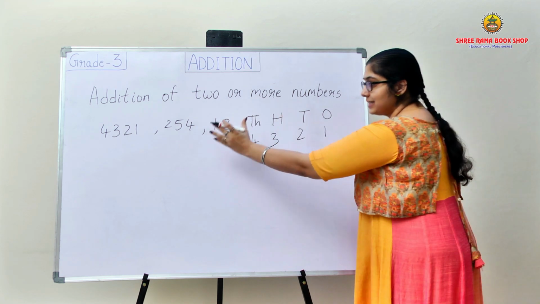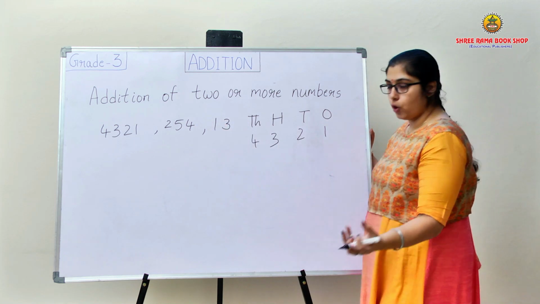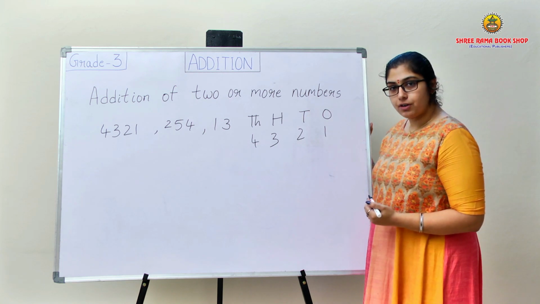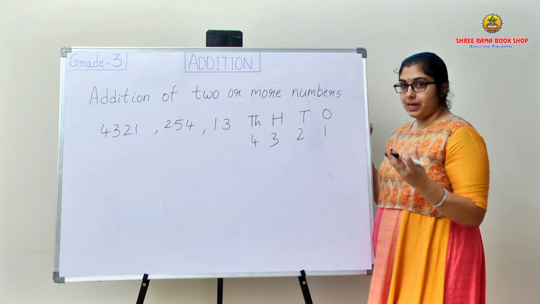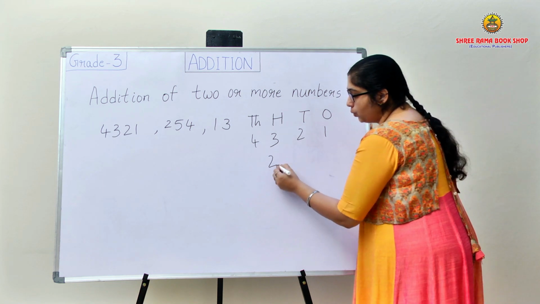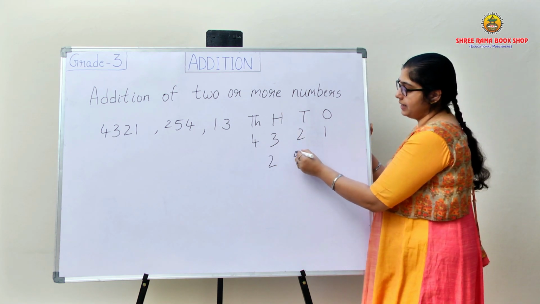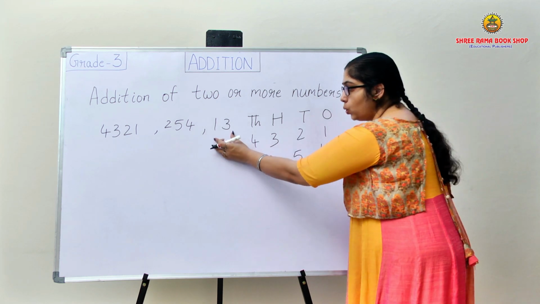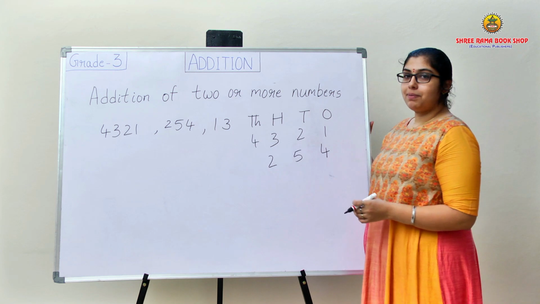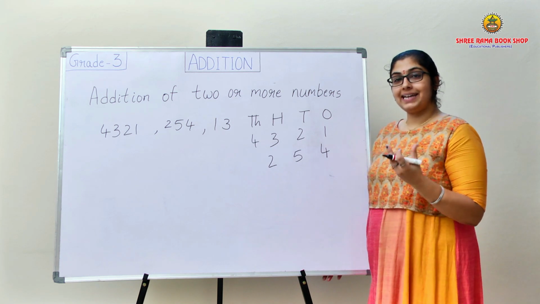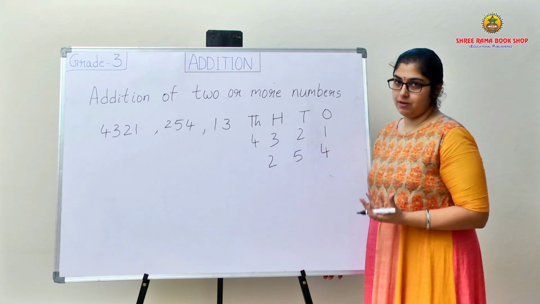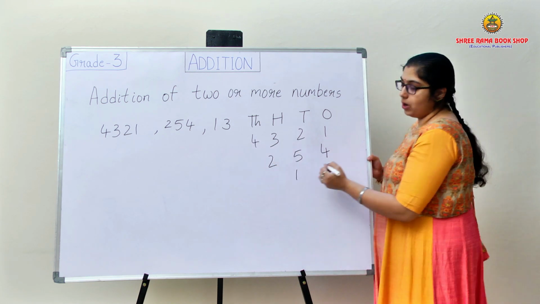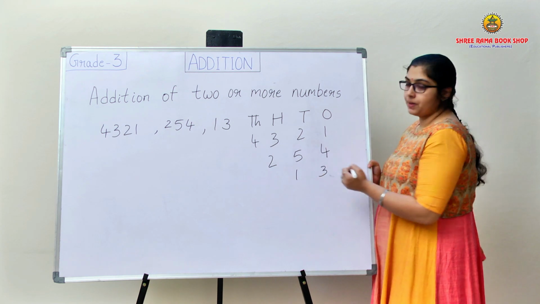I'll go for the next number. It is 2504, which is a 3 digit number. The place value for the 3 digit number will be starting from what? Hundreds place. So I will write 2 in hundreds place, 5 in tens place and 4 in ones place. Next I have a 2 digit number. A 2 digit number's place value starts from what? Tens place, right? Tens and ones only will be there in a 2 digit number. So I'll take 13 and place 1 in tens digit and 3 in ones digit.